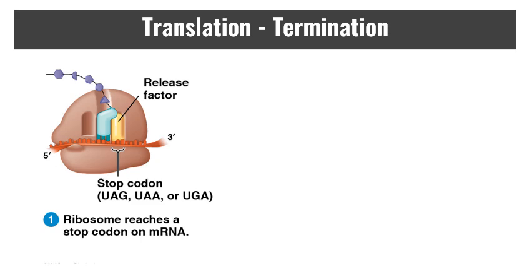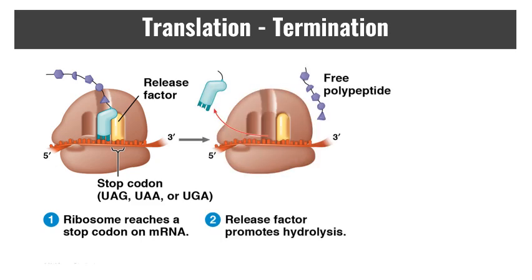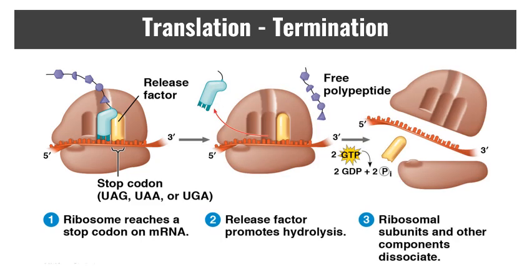So it's going to cause water to bind to break the bond. The new peptide will then be released. The polypeptide goes through the exit tunnel. The complex will then dissociate, and the parts can then be used to make a new structure. The ribosomal subunits can be used again.